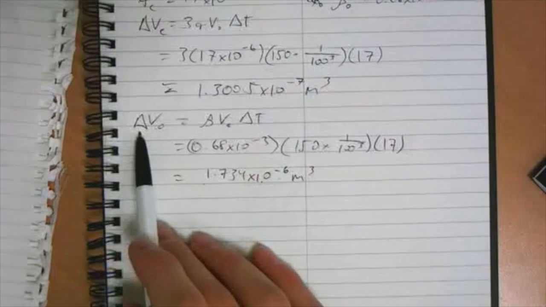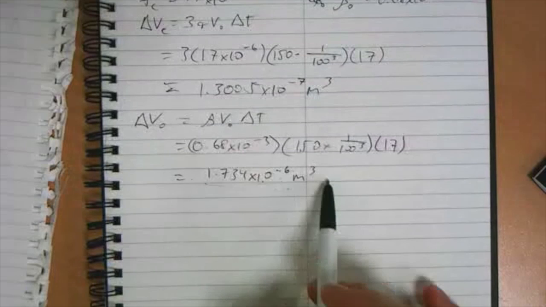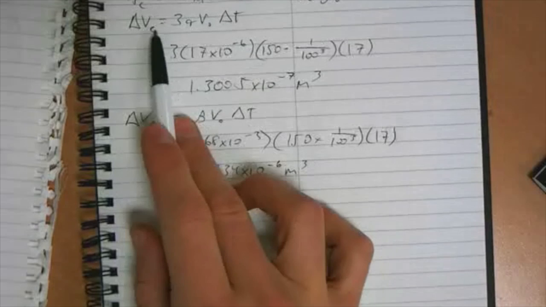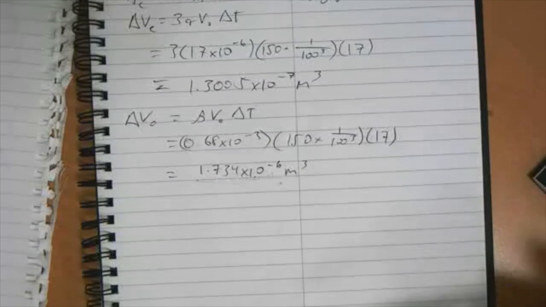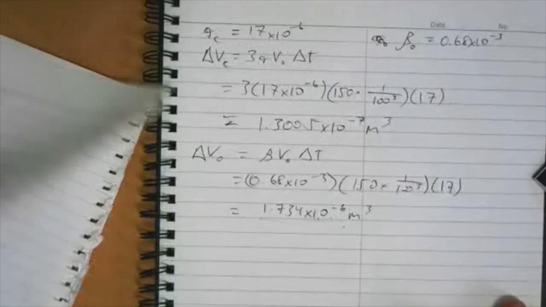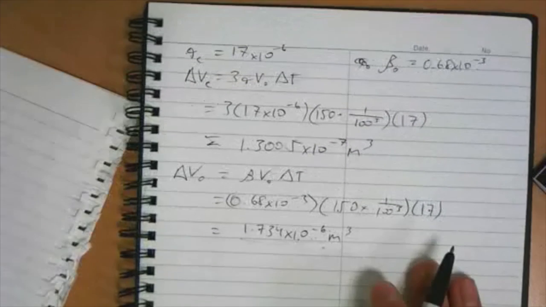So the volume change of the oil was 1.734 times 10 to the minus 6 meters cubed. So the oil had a greater change in volume than the copper. The minus 6 is bigger than minus 7. So how much oil spills was the original question. How much oil spills would be the difference in the change in volume.